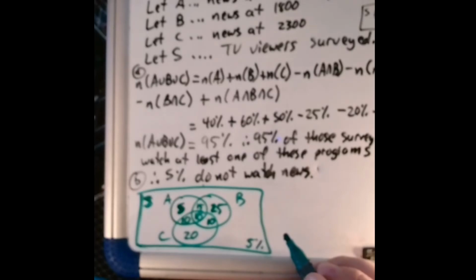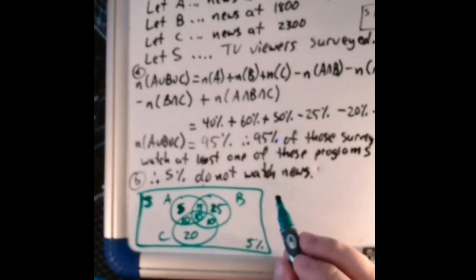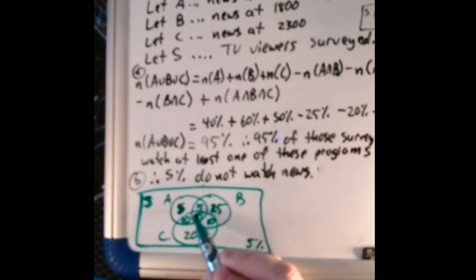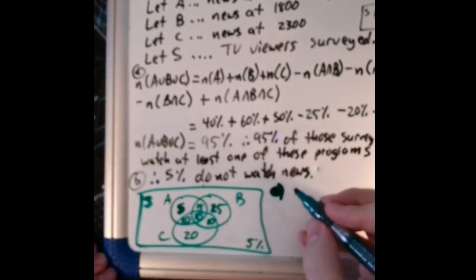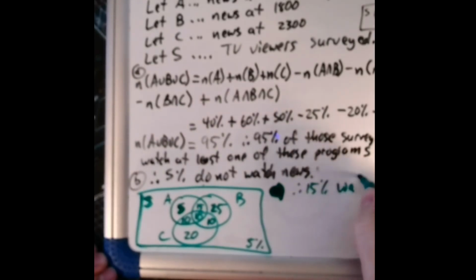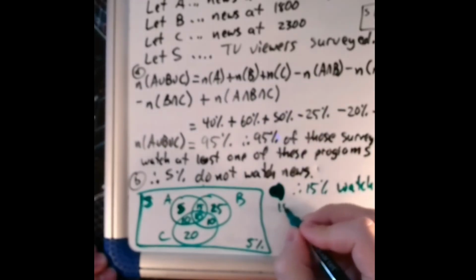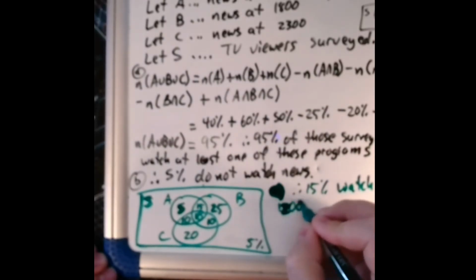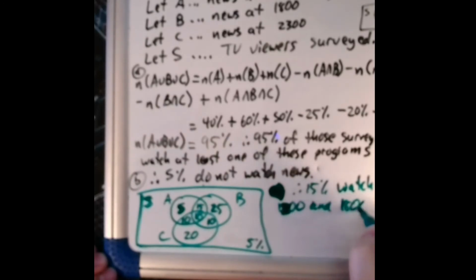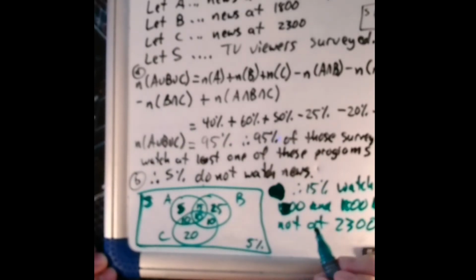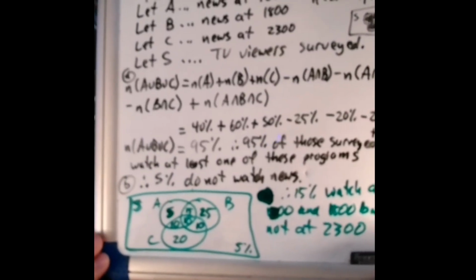I'm running out of room here, but you can still listen as we talk it through. Question C, what percent views the news at 12 and 1800, but not at 2300? What is the intersection of A and B, not including people that watch it everywhere? That's going to be this value right here, 15%. This marker is not happy. Therefore, 15% watch at 1200 and 1800, but not at 2300. And I know that's not the answer in the back of the book. I don't agree with that answer. I think it's wrong. This marker is also dying, so we'll just talk through the rest.